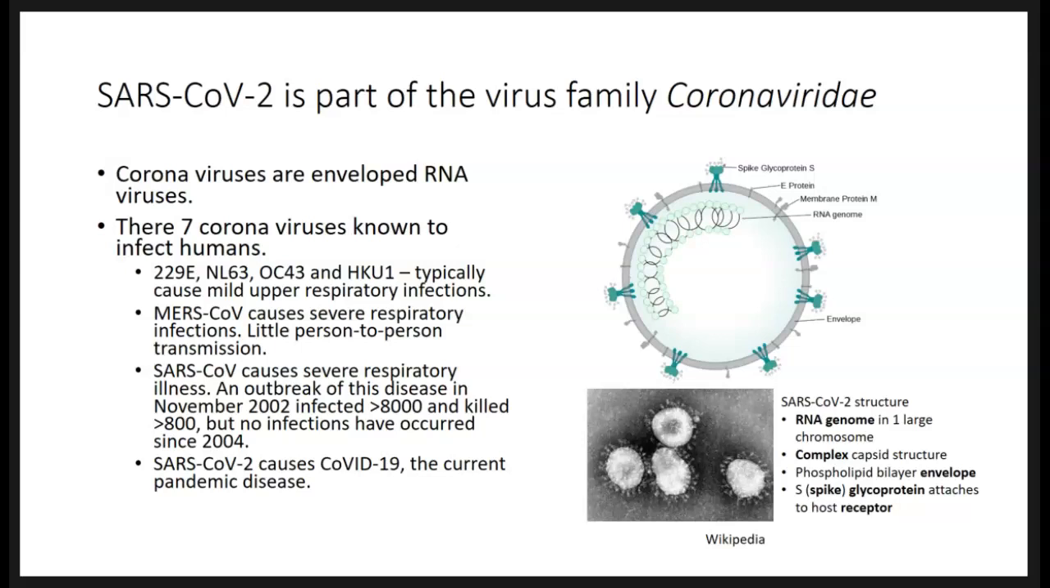There are 7 coronaviruses known to infect humans. Four of them, called 229E, NL63, OC43, and HKU1, are all viruses that cause what we usually call the common cold. They cause mild upper respiratory infections. We talked about MERS coronavirus, which causes severe respiratory infections but has little person-to-person transmission. We also talked about SARS coronavirus, which is the subject of the paper that you'll be reading, that causes severe respiratory illness, and we discussed the outbreak in November 2002. And then finally, SARS-CoV-2 is the cause of the current COVID-19 pandemic.